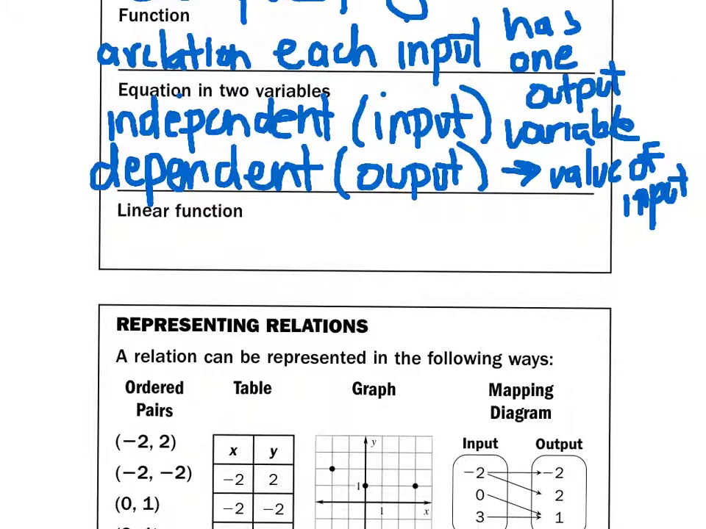Linear function. This function can be written as y equals mx plus b, where m and b are constants, or just plain numbers. You know from Algebra 1 that m is our slope and b will be our y-intercept.